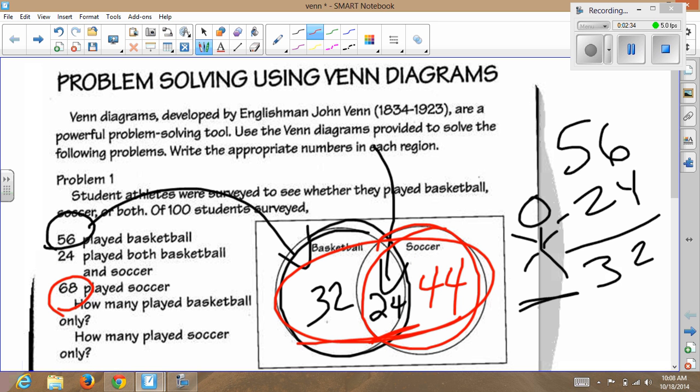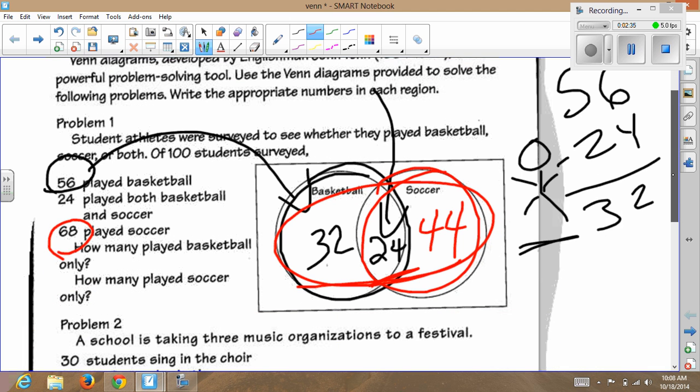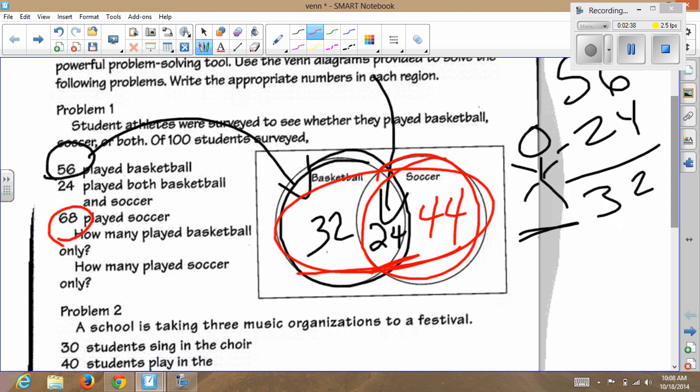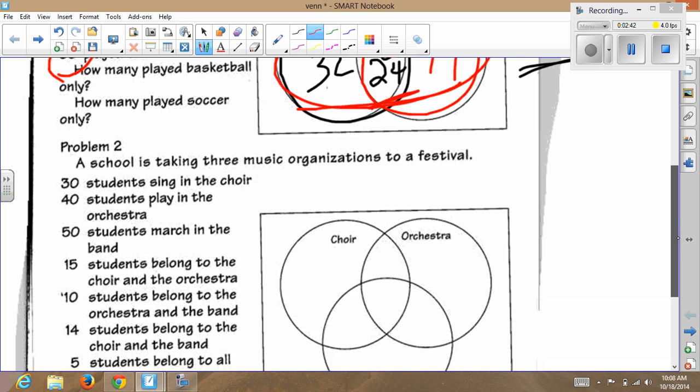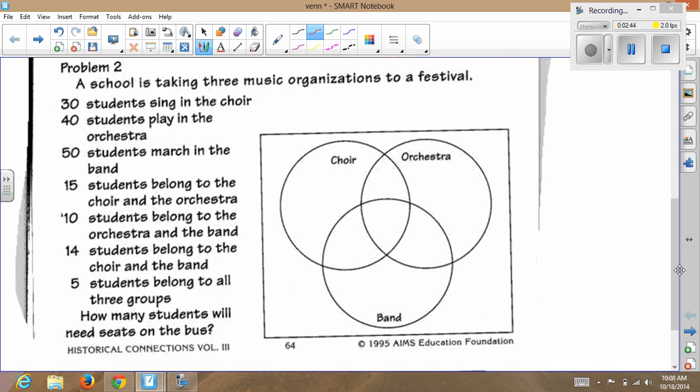So remember, when you're solving a Venn diagram, you want to go from the most specific, the thing that's overlapped the most, and then work your way out. So here's a second Venn diagram, and now you see we've got three different things that are being compared. We've got the choir, the orchestra, and the band.